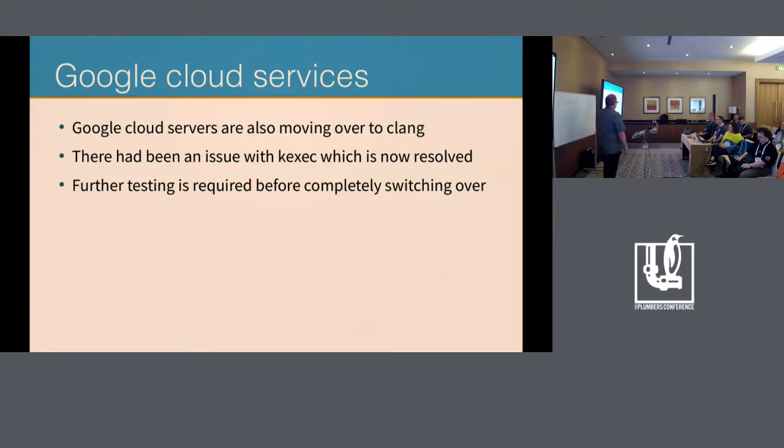This one surprised me, and that is that Google Cloud servers are, in fact, moving over to Clang as well. There had been a problem in the past supporting KExec, and that actually stopped the moving of services over to Clang. However, that's now been resolved, and they're now in the process of doing some pretty heavy testing to move the rest of the Google Cloud services over to using Clang-built kernels. Just in general, my understanding is that Google has actually managed to debug and find a number of fairly major errors by compiling with Clang in the past, which has led them to actually want to move everything over to that otherwise. And I think we've got a question here.